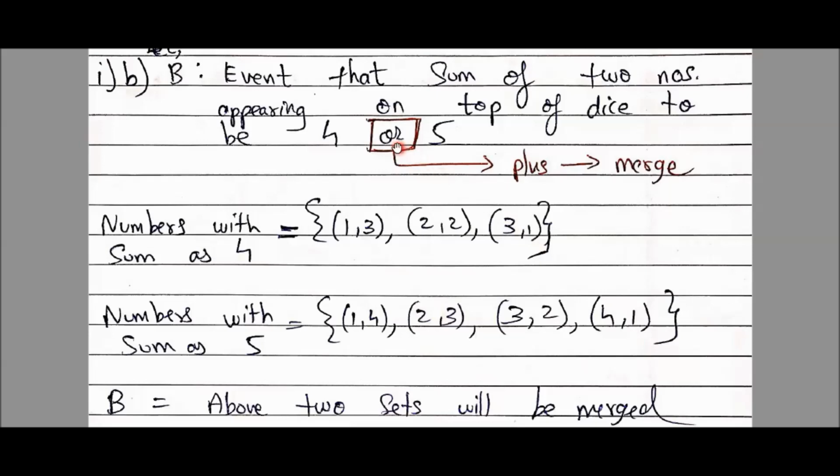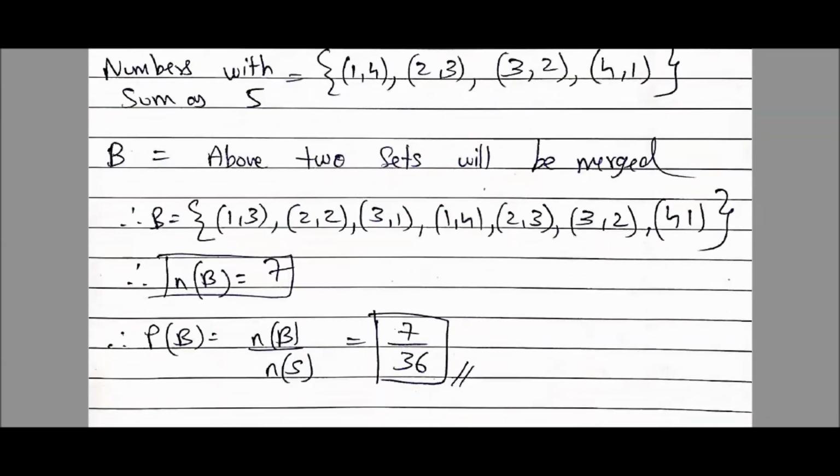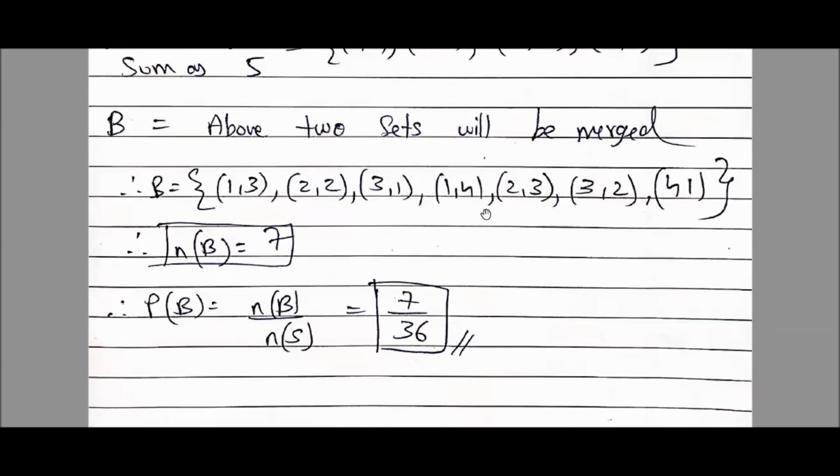And hope you remember here it was OR. OR means merging two sets. So in my set B, I add all of them together. See here, I'll merge. Above two sets will be merged. So I just merged two sets. One with 3 elements, another with 4 elements. So it came up to 7. Probability of B is number of elements in set B upon number of elements in sample space originally. 7 upon 36. So students, I completed my sub question 1, the A part and B part.